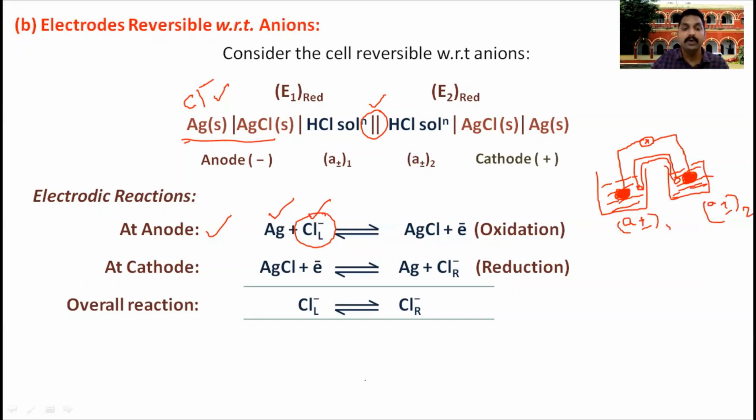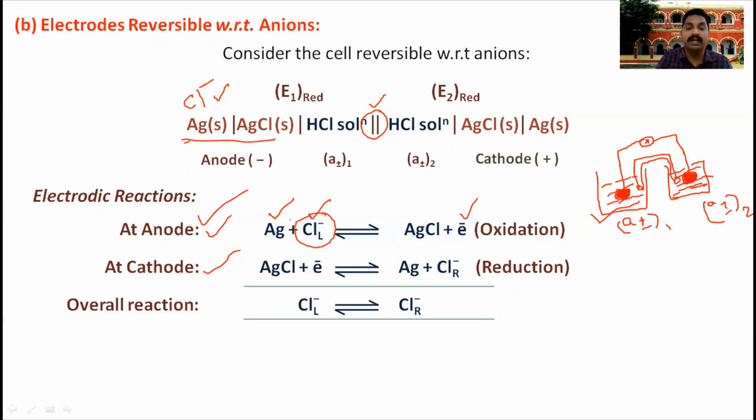Like this. So now on the left hand side, silver is reacting with chloride ion. Here we have the HCl solution in the left hand side half cell. With that chloride ion, silver reacts to form silver chloride, and 1 mole of electrons will be evolved. These electrons travel through the electric wire and react with silver chloride in the right hand side cell, so that it forms silver and chloride ions in the right hand side half cell. Thus at the anode oxidation is happening, whereas at the cathode reduction is happening.